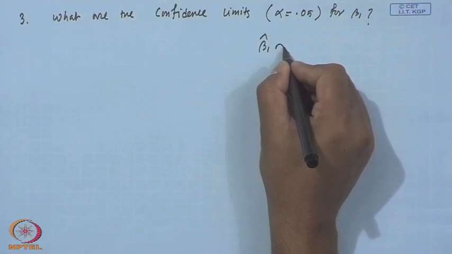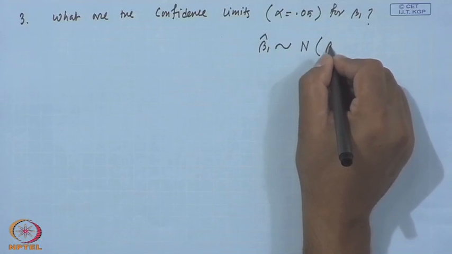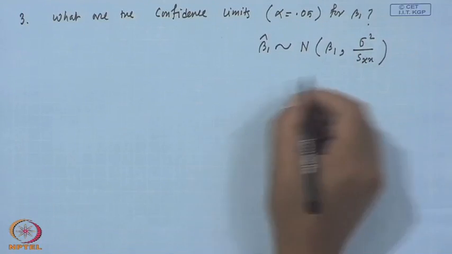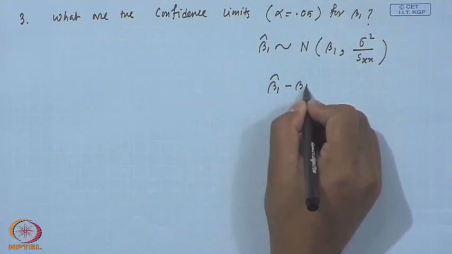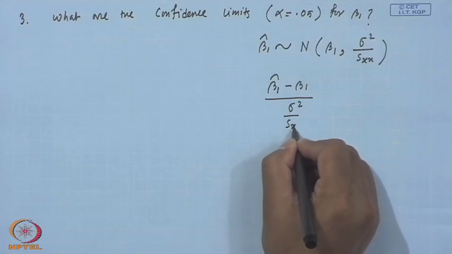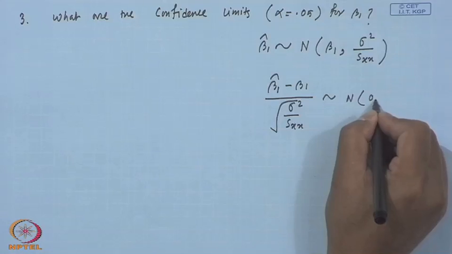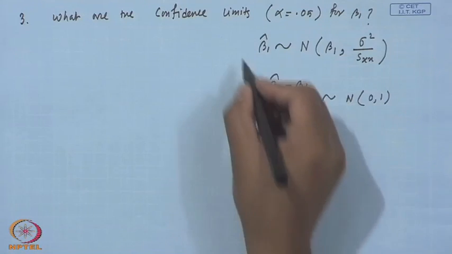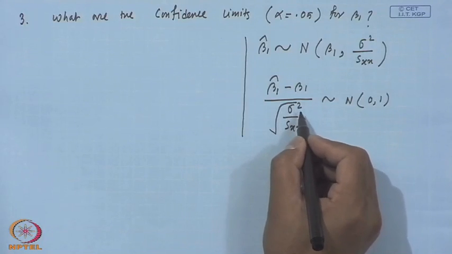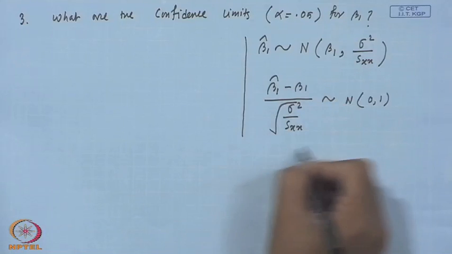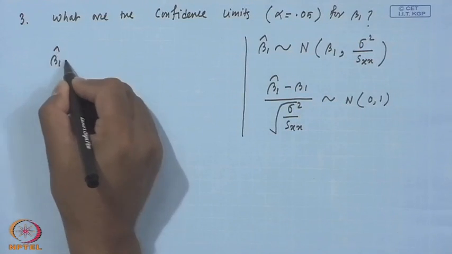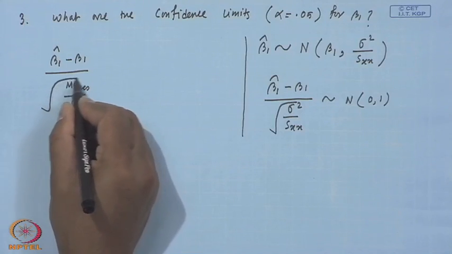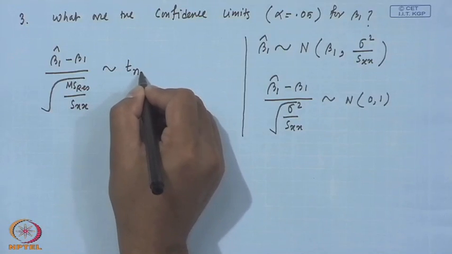So, this follows normal distribution with mean beta 1 and variance sigma square by S_xx. Okay. So, I can write this one as beta 1 hat minus beta 1 by square root of sigma square by S_xx. This follows normal 0, 1. Okay. But what happens is that this sigma square, the population variance, is usually unknown. So, we need to estimate this one. We estimate this one by MS residual, and once you replace this sigma square by MS residual, this follows t distribution. So, beta 1 hat minus beta 1 by square root of MS residual by S_xx, this follows t distribution with degree of freedom n minus 2.